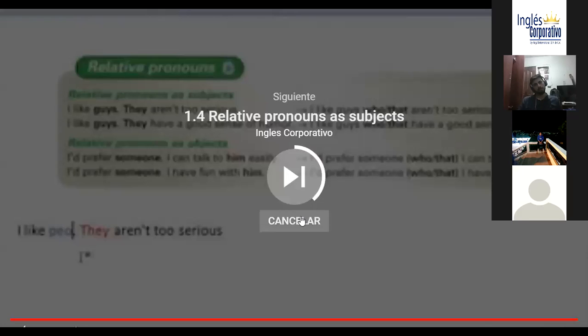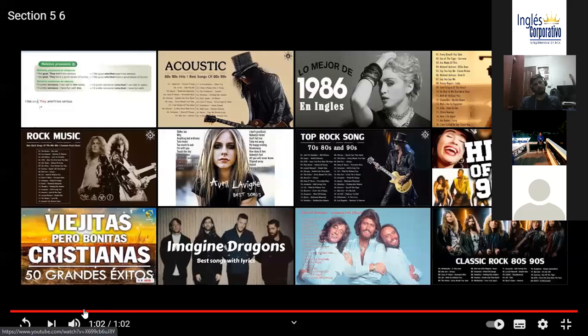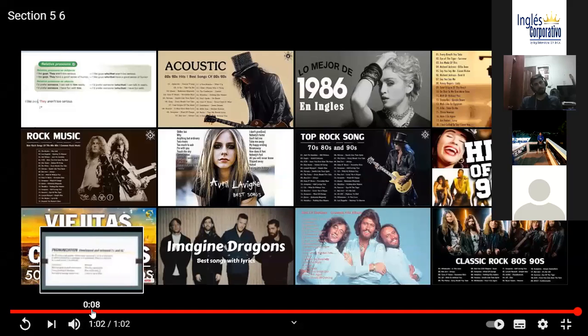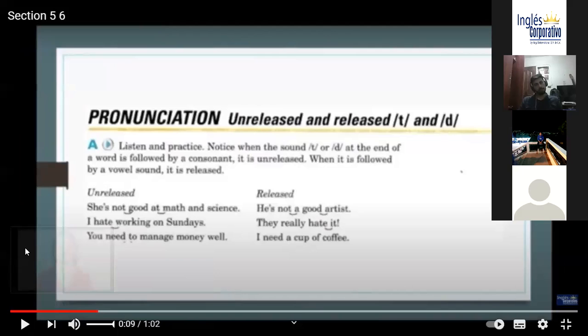Okay. So, it's your turn. Let me see, who wants to be a volunteer and read the first example that we have here? Who wants to be a volunteer? Me. Okay, sir, go ahead. The first example that we have here, the first sentence, read it, please.